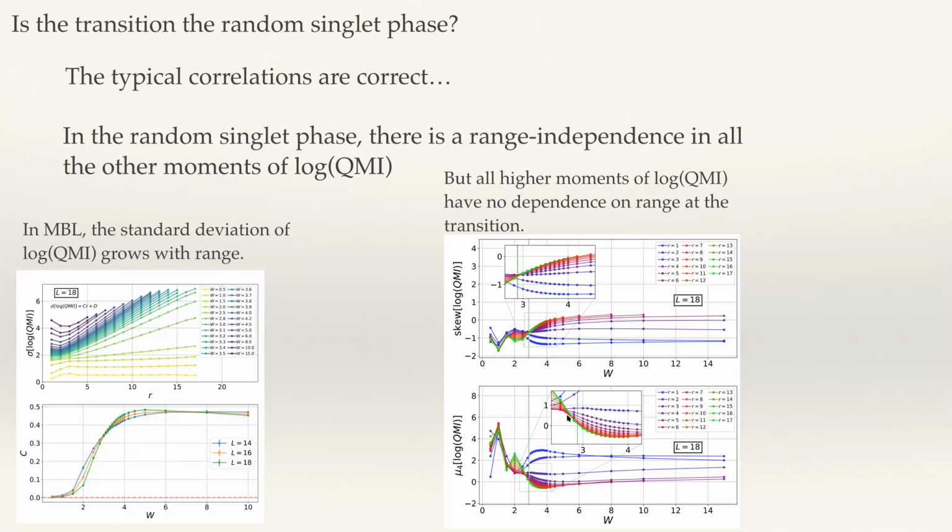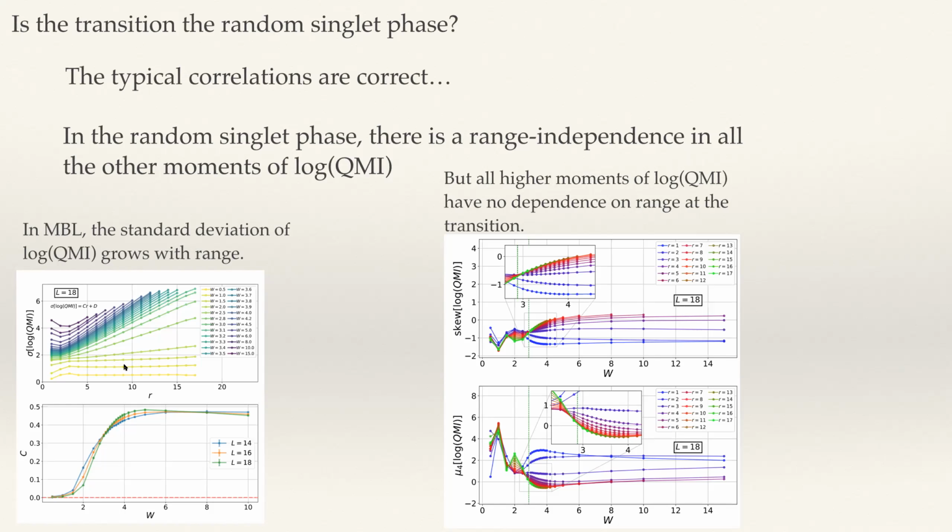Okay, so that looks very promising. That's true as expected for the infinite disorder fixed point, except for the second moment. So we go look at the variance or the standard deviation, and there is no crossing as a function of the range. And so that is the only thing that falls apart.